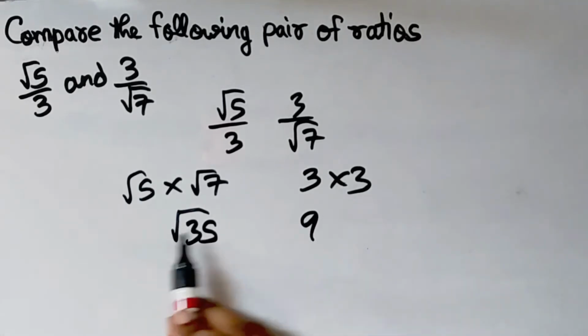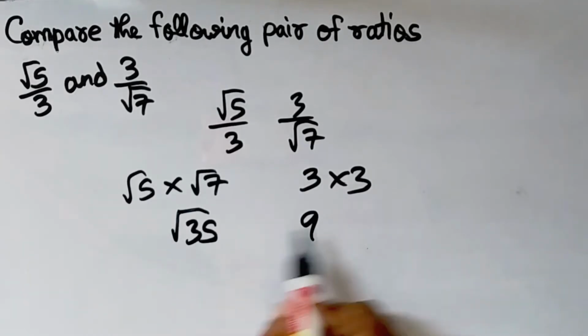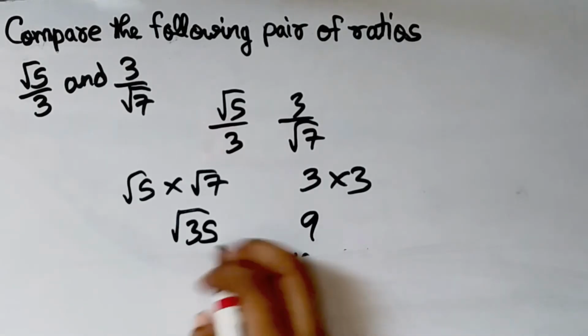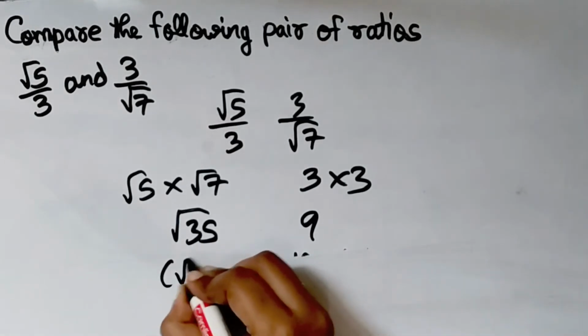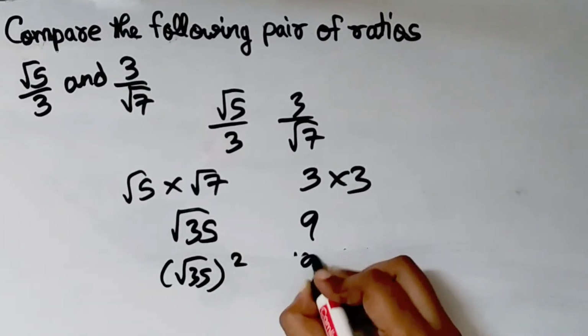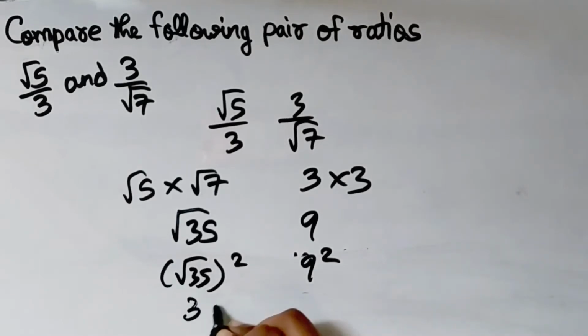So we have to make both the sides whole numbers, then only we can compare. So how will we do it? We will square on both sides. Okay. So to remove this square root sign, we will square on both sides. So square root of 35 the whole square and 9 square. Square root of 35 the whole square will be 35.